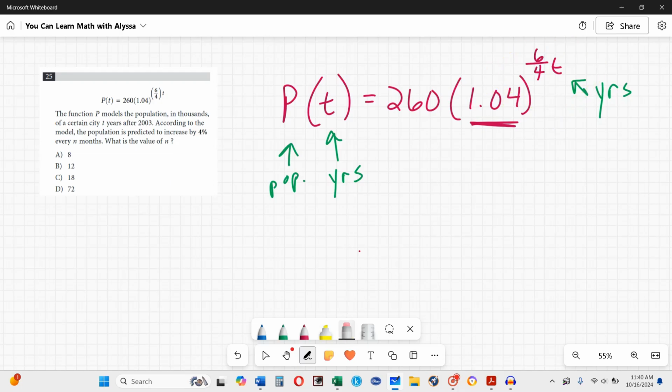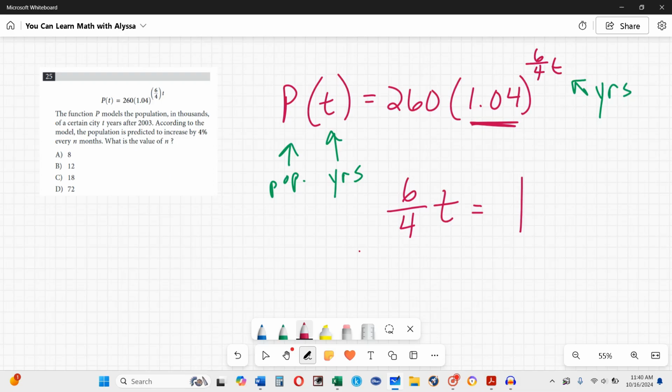So how would I know what needs to be there? Well, to increase by 1.04, this would have to be 1. That 6/4 t would have to be equal to 1. So I would just be multiplying 260 by 1.04. It's increased by 4%. So I'm going to take that 6/4 t and set it equal to 1. That's a really weird looking t.